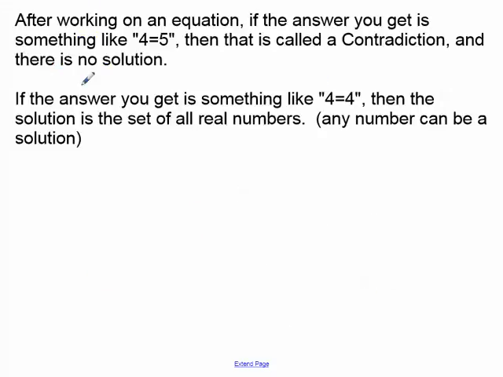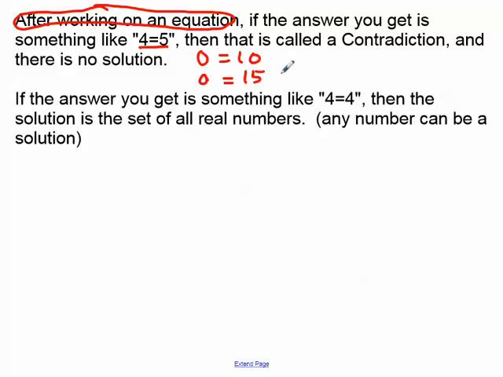If we start working on an equation, and after working on that equation, we have some odd situation, something like 4 equals 5, or 0 equals 10, or 0 equals 15, or something that doesn't make sense, then it's called a contradiction and there's no solution. Because when is 4 equal to 5? Never. When is 0 equal to 10? Never. When is 0 equal to 15? Never. These things don't happen, so therefore there's no solution.